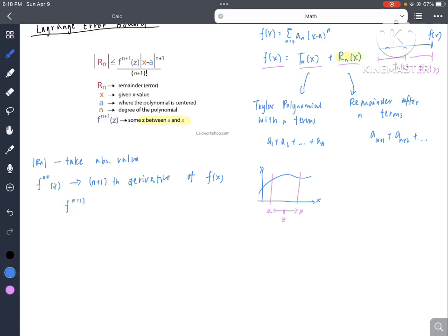There's a possibility that the n plus 1th derivative at z will be the maximum value of all derivatives of the function in the range a to x. So it's actually the n plus 1th derivative, and we can just think of it this way: if we have a larger derivative, then the error will be higher.